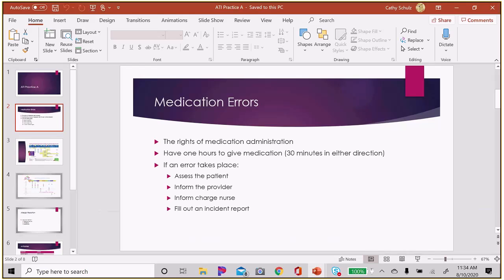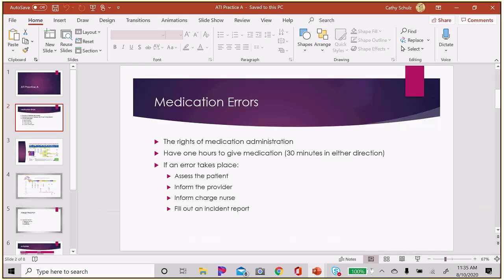Our textbook for the class goes into 10 rights of medication administration. The patient, drug, dose, timing, route, documentation, and so that's on ATI, the 6 rights. And then we add the right to refuse, the right to education, the right to an assessment, and the right to evaluation from our textbook.